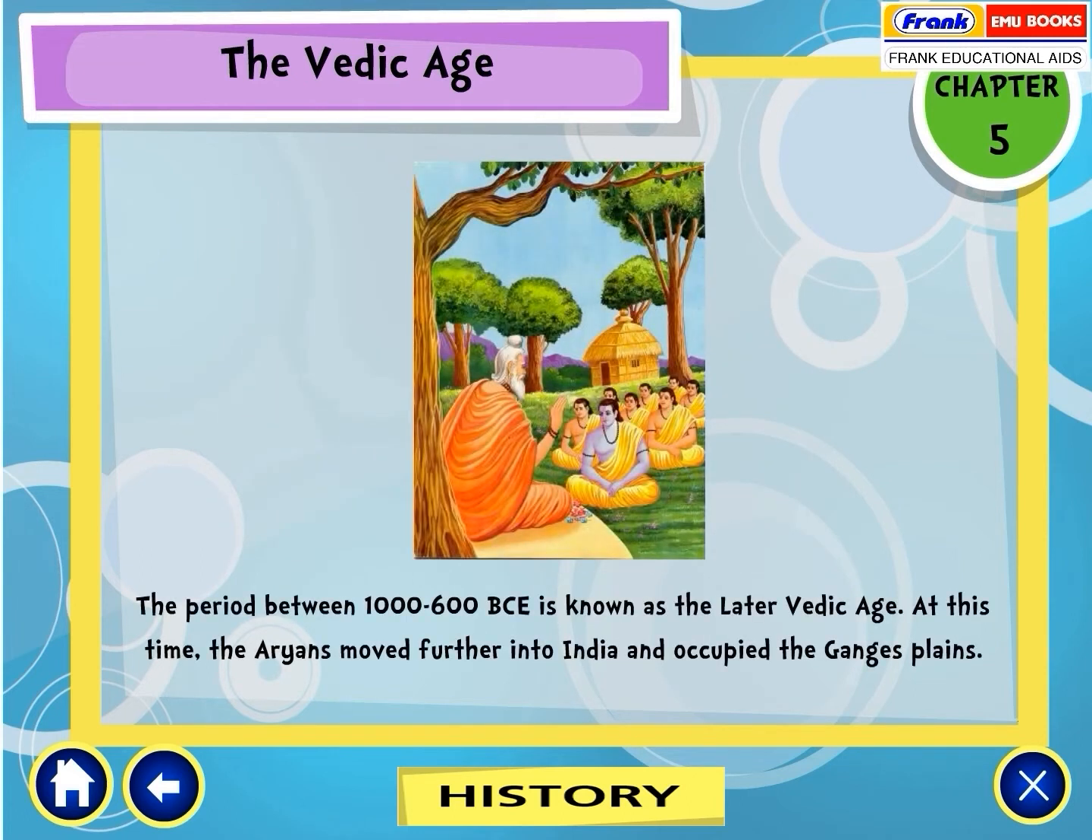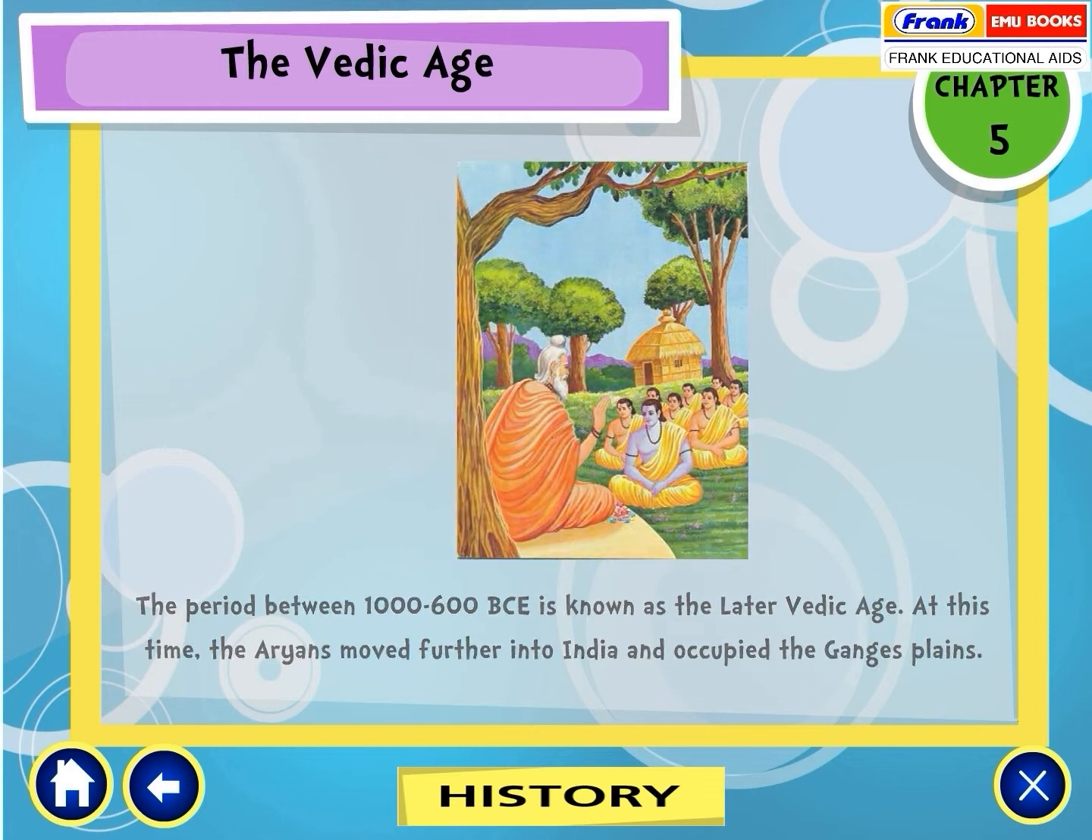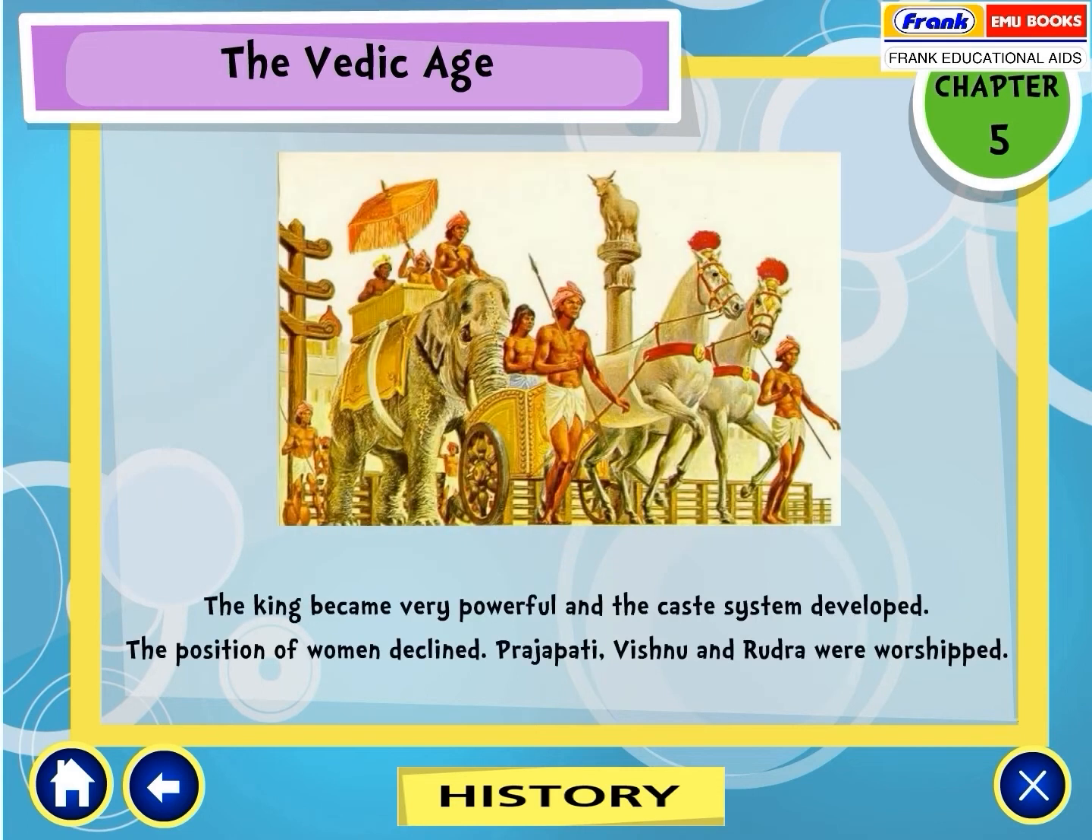The period between 1000 to 600 BCE is known as the later Vedic Age. At this time, the Aryans moved further into India and occupied the Ganges plains. The king became very powerful and the caste system developed. The position of women declined. Prajapati, Vishnu and Rudra were worshipped.